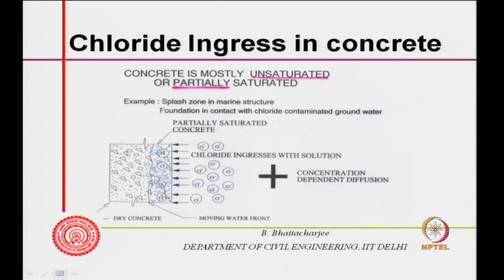Unsaturated concrete, concrete is mostly unsaturated, and this concentration-dependent flux is the same as we talked about earlier. But the chloride can ingress with solution, because the unsaturated concrete allows solution to go in. Migration is under an electric field. Ingress can go under capillary suction, and that flux is usually much higher. So in the splash zone, foundations or many other places where concrete is unsaturated, one can use this.